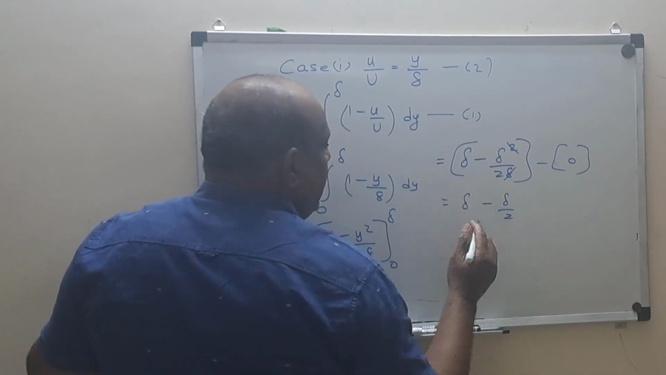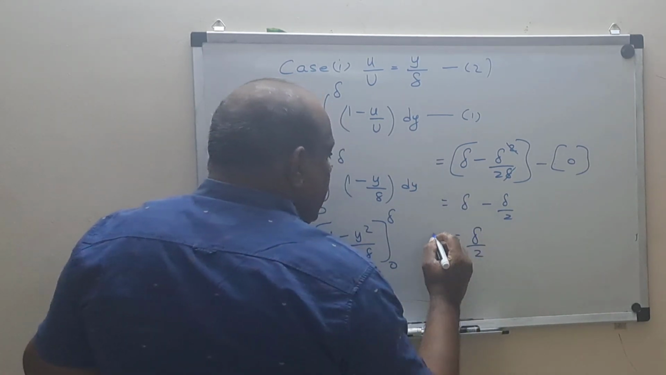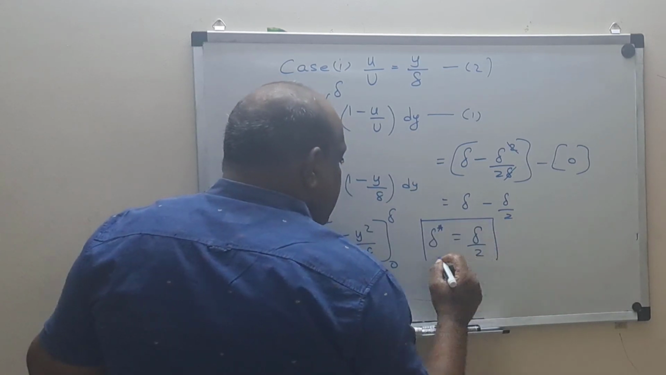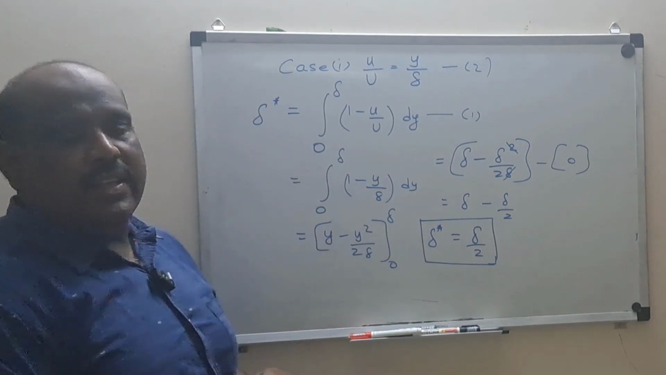This is nothing but delta only. So 1 delta minus half delta, so it will become plus half delta. Now what is the meaning? Delta star, the displacement thickness, is equal to half of the boundary layer thickness. So that is the final value.